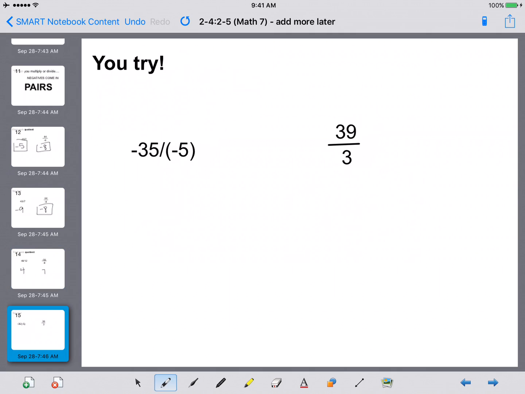So you can pause here, try, and then check back with my answer. So -35 divided by -5. The parentheses being there just so you make sure to notice that the 5 is a negative number. Our negative has a pair, so our answer will be positive. 35 divided by 5 is 7. 39 divided by 3, guess what? Two positive numbers. 39 divided by 3 is 12.